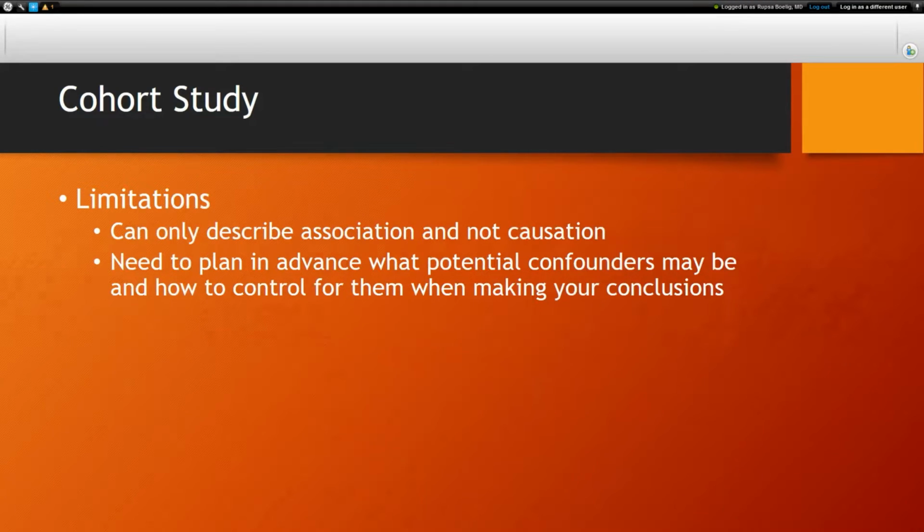The main limitations to remember with a cohort study is that you can only describe association and not causation. And the biggest thing to think about with a cohort study is your patient selection. When you are looking at this selected cohort and you're comparing one exposure versus lack of that exposure, what are the potential confounders? Because there is likely some baseline difference that would explain why someone got one exposure versus did not receive that exposure. And so you need to think about how you're going to control for those confounders, how those confounders may impact your outcome and how you control for them.